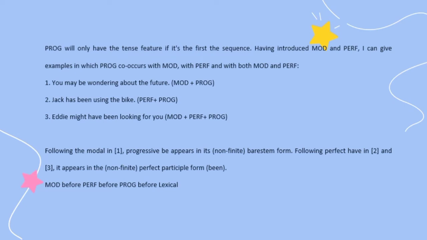Following the model in 1, progressive be appears in its non-finite form. Following perfect have in 2, and in 3 it appears in the perfect participle form. Modal before perfect, before progressive, before lexical.